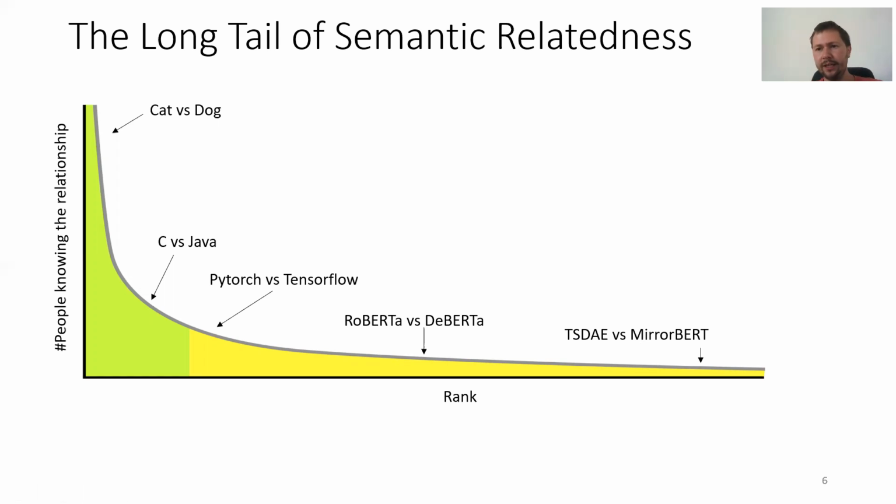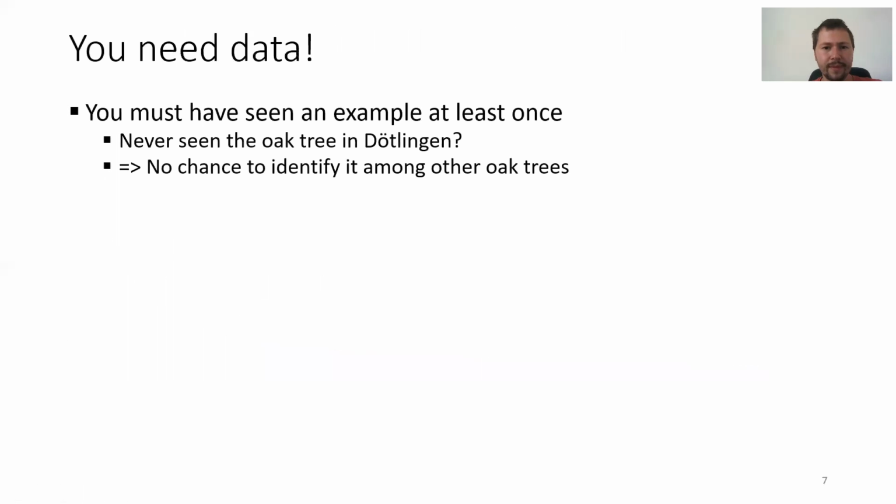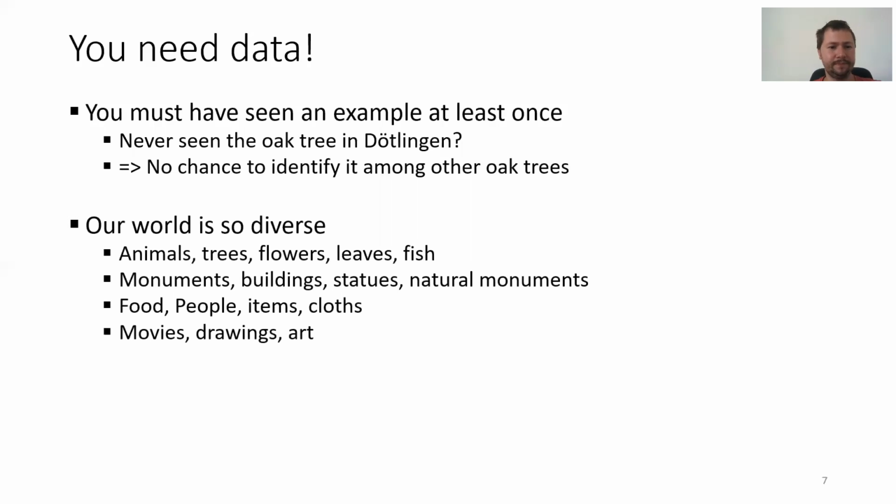So there are so many concepts in our world, facets in our world. And I argue that you need data. You must have seen an example at least once. So if you have never seen the oak tree in Dötling, there's no chance to identify it among other oak trees. When I show you 100 oak trees, you're totally lost to identify the one specific oak tree every person in the village knows. And our world is so diverse.